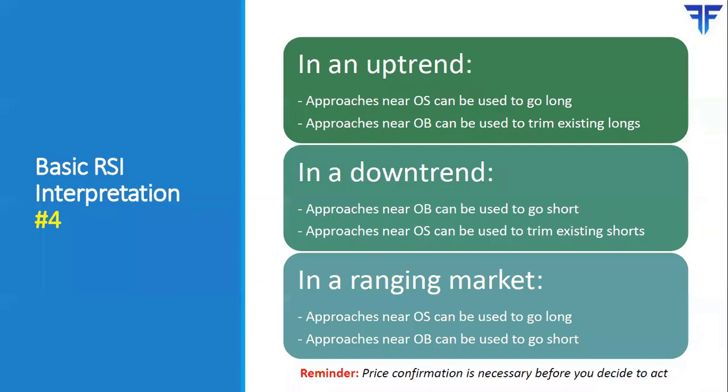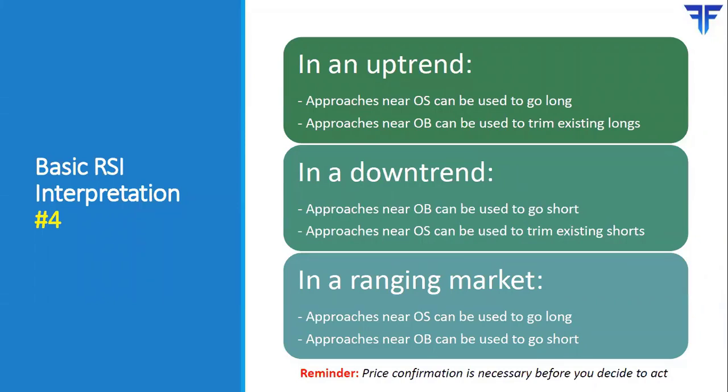Similarly, in a downtrend, whenever the RSI approaches the overbought territory, you can use that to go short on the security. So you can create a short position in the security whenever the RSI rises to overbought when the trend of the security is down. And within a downtrend, whenever the RSI approaches the oversold region, you can use that to trim your existing short positions. Again, as I said, price confirmation is very essential. So I'll keep reiterating that again and again.